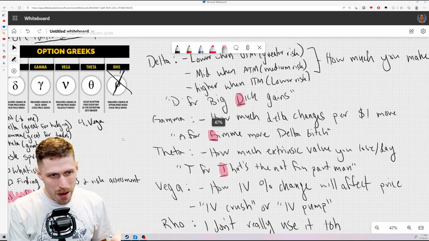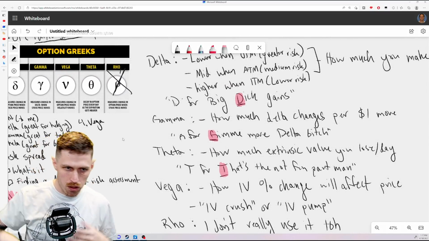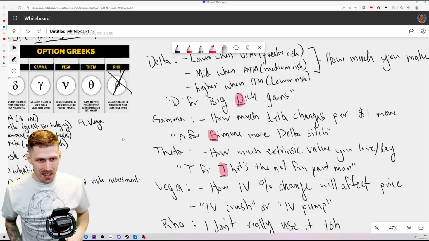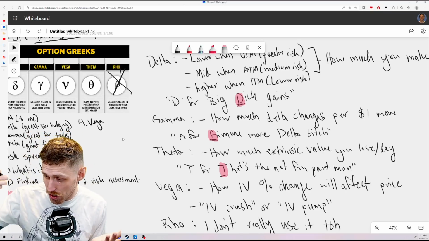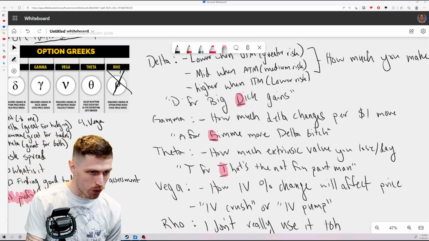But if you want to know what it is, it measures change in option price when stock price moves. Basically, you can look at the gamma and the delta, and this is going to tell you how much the option's price is actually going to change anyways. I think rho is a metric not really worth going over.